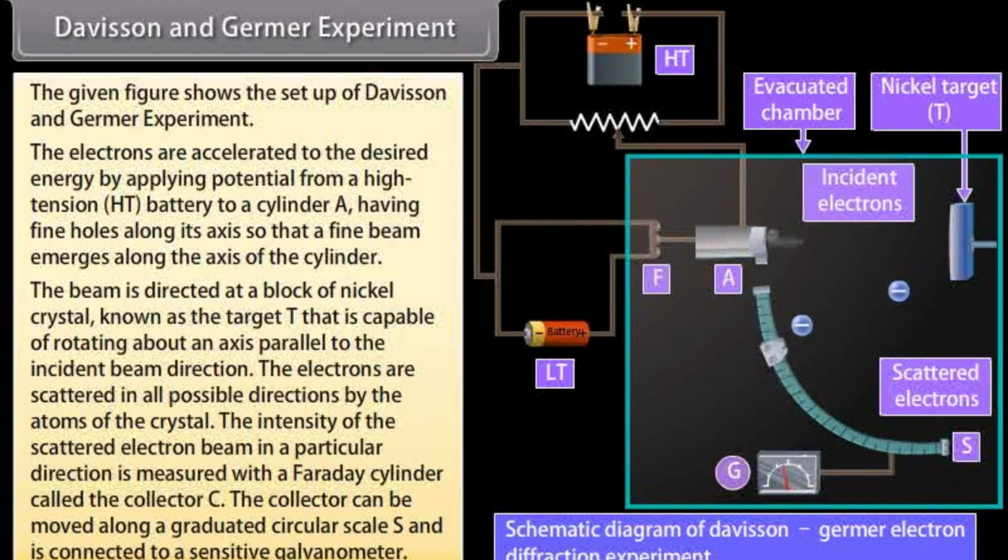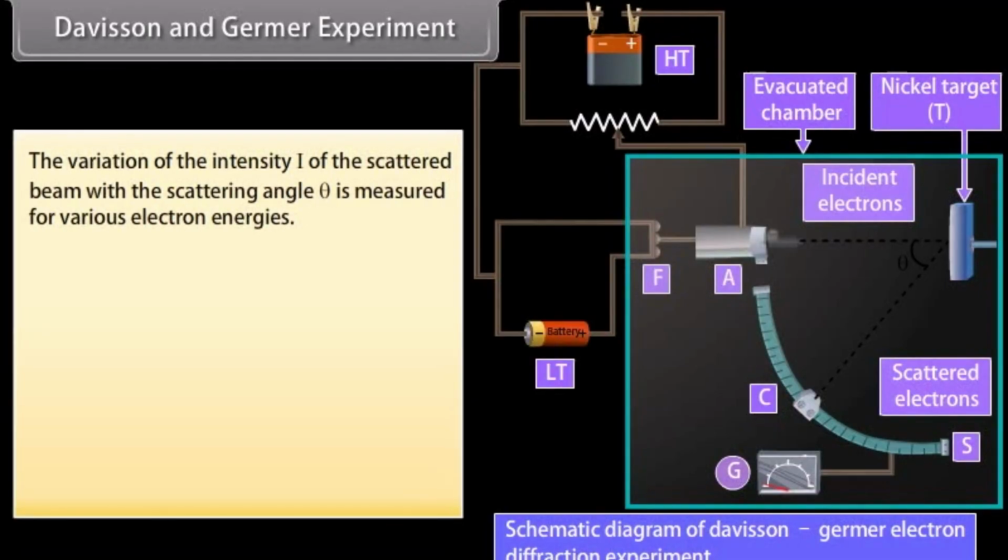The electrons are scattered in all possible directions by the atoms of the crystal. The intensity of the scattered electron beam in a particular direction is measured with a Faraday cylinder called the collector C. The collector can be moved along a graduated circular scale S and is connected to a sensitive galvanometer. The deflection of the galvanometer is proportional to the intensity of scattered electron beam entering the collector. The variation of the intensity I of the scattered beam with the scattering angle theta is measured for various electron energies. From de Broglie relation, the de Broglie wavelength associated with the 54 eV electrons can also be determined.